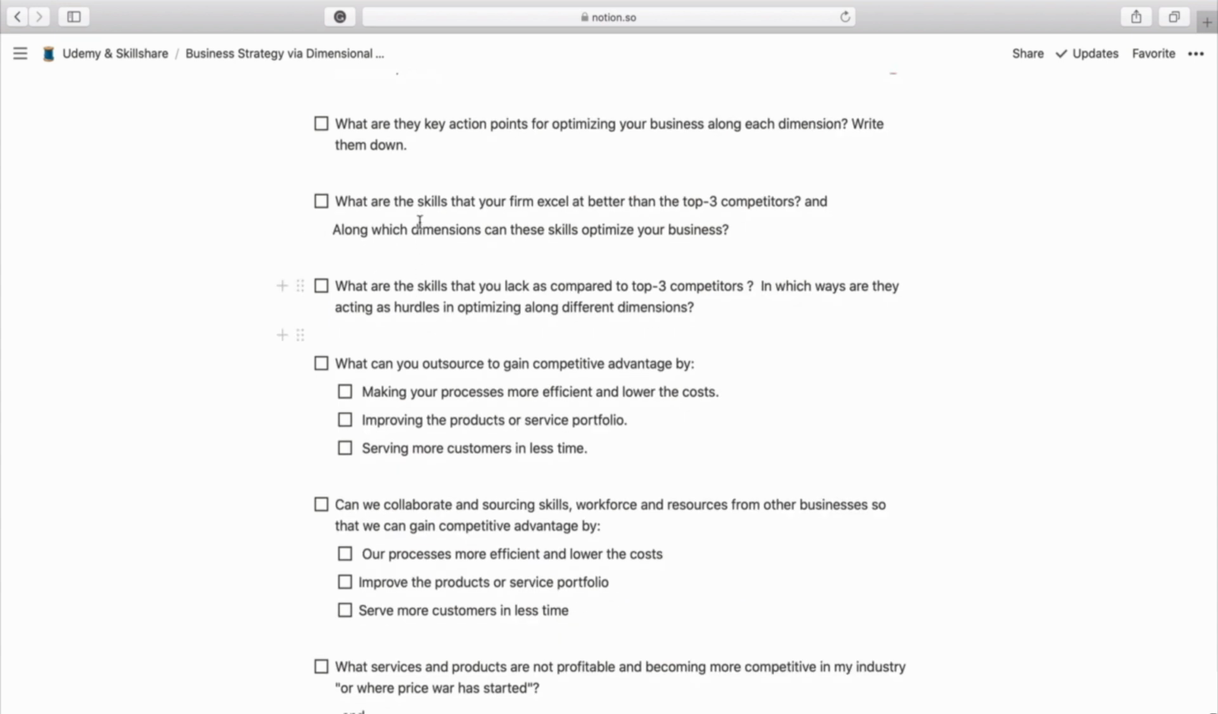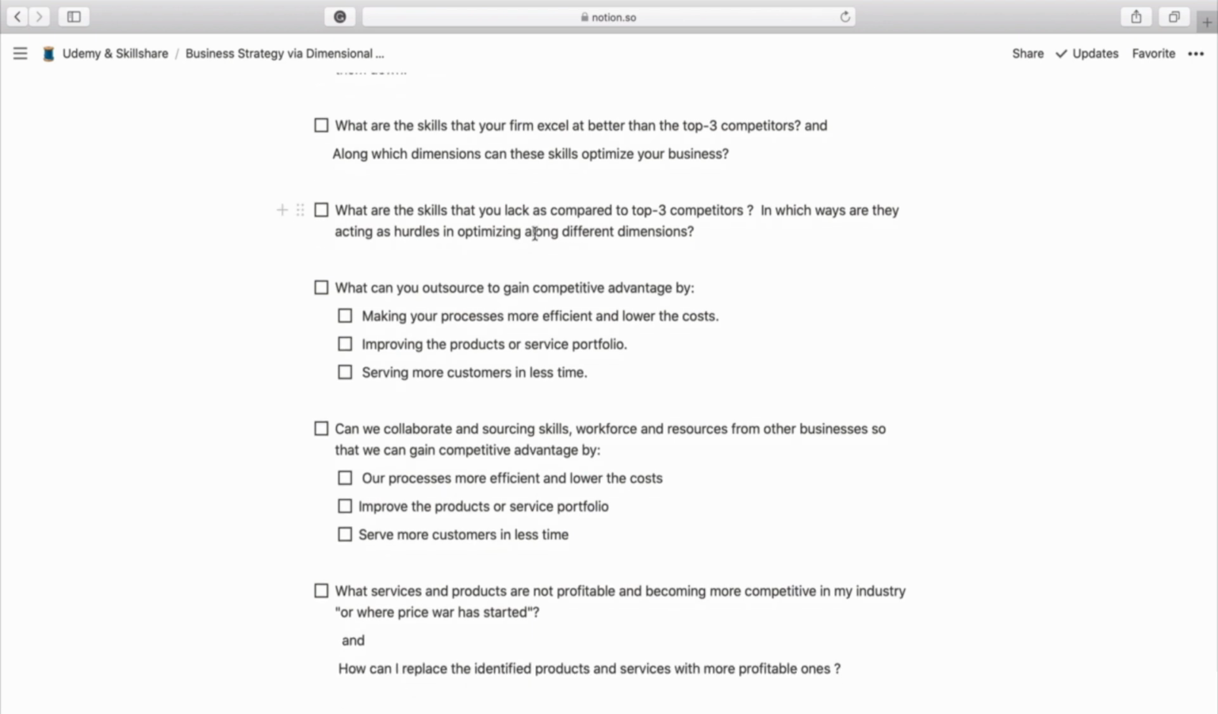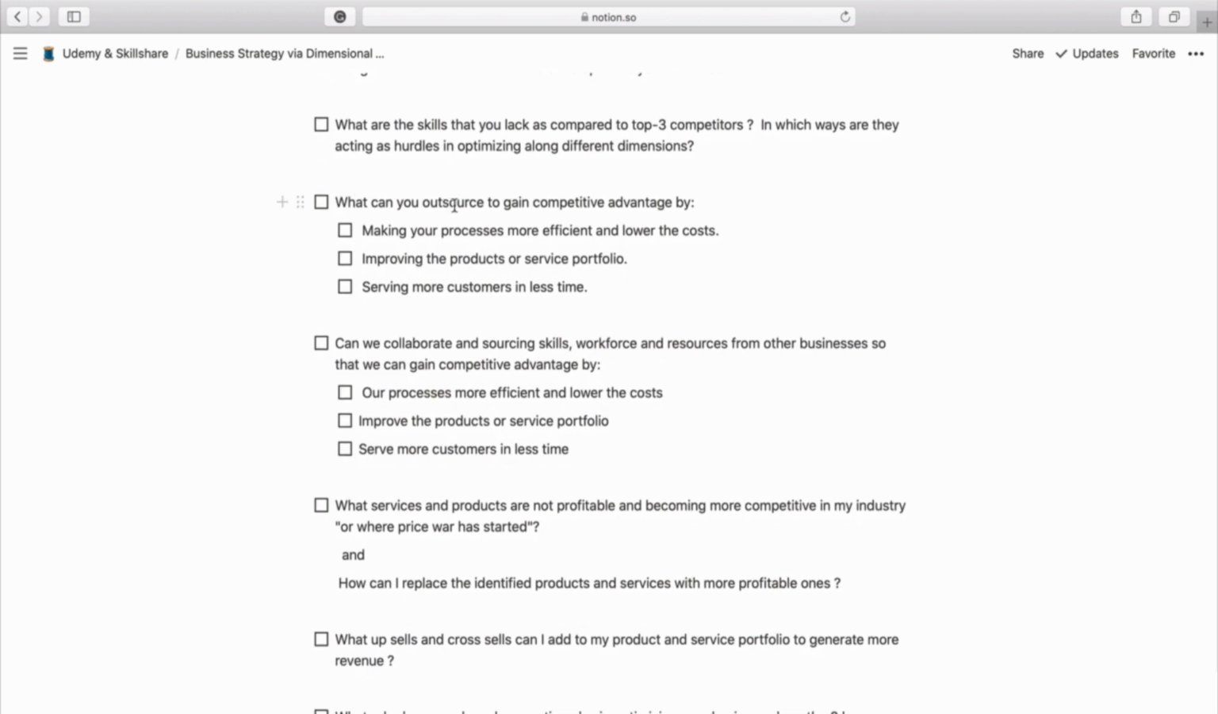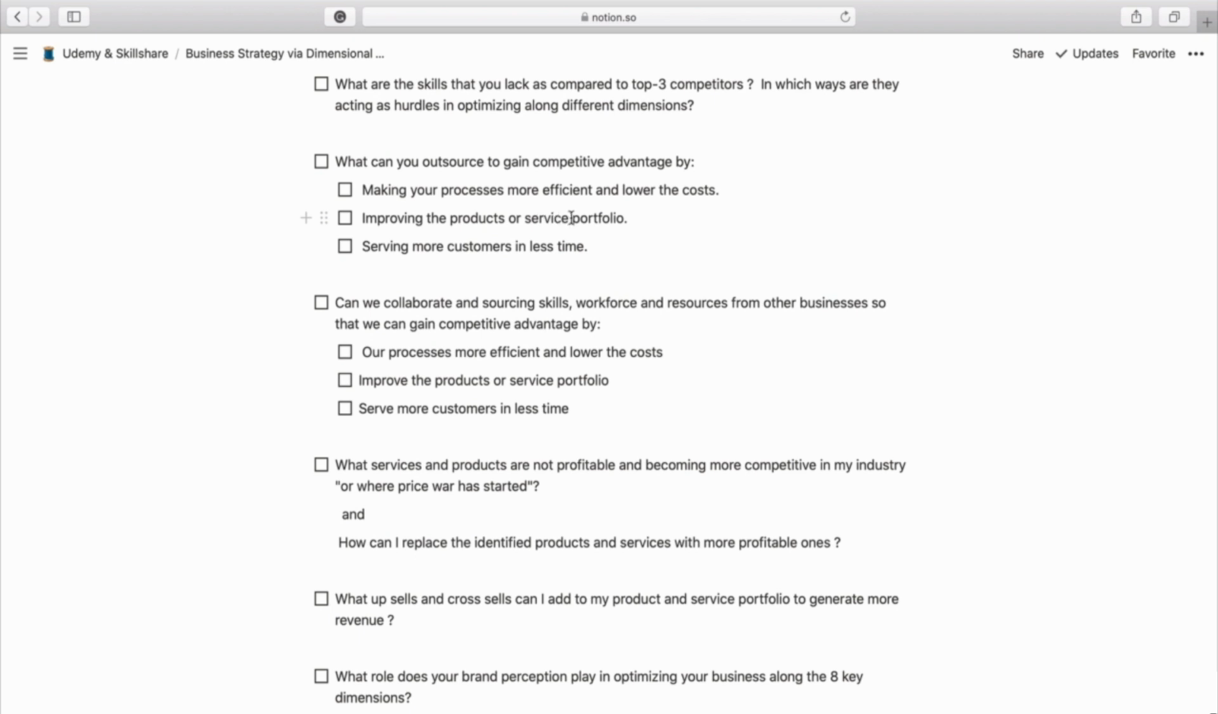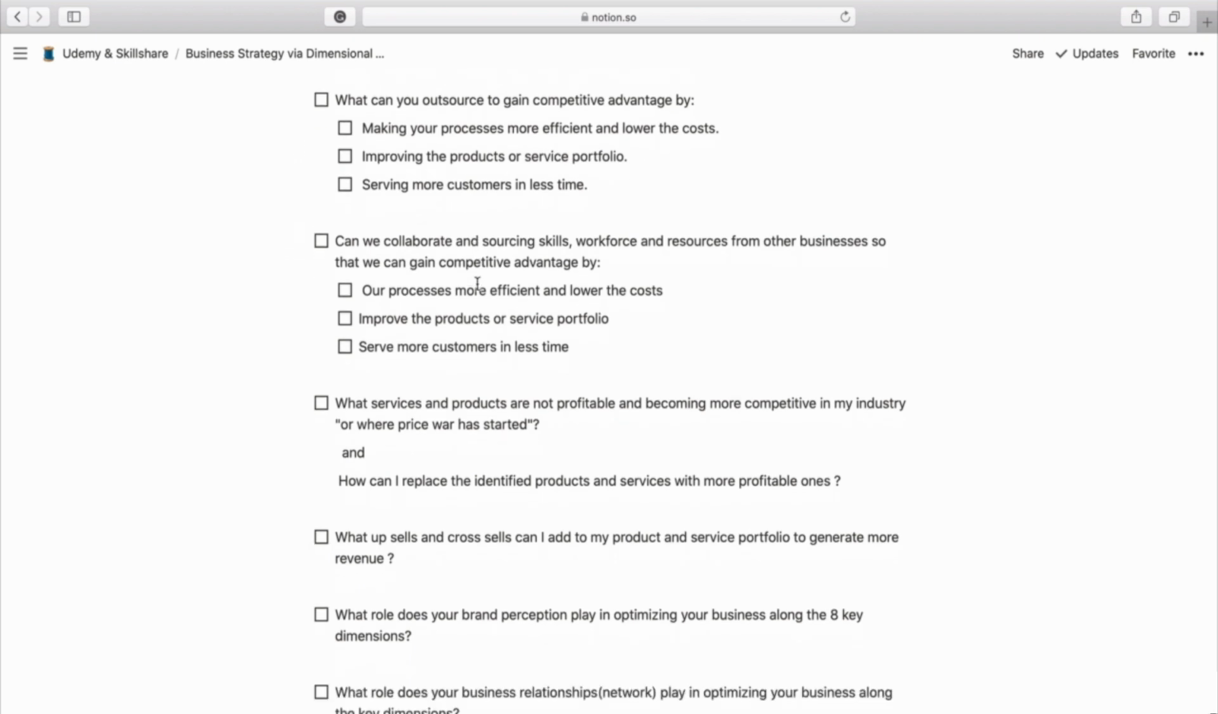Write them down. What are the key skills that your firm excels at better than the top 3 competitors, and along which dimensions can these skills optimize your business? What are the skills that you lack as compared to the top 3 competitors, and in which ways are they acting as hurdles in optimizing along different dimensions? What can you outsource to gain competitive advantage by making your processes more efficient and lowering the costs too? Improving the products or service portfolio, serving more customers in less time.